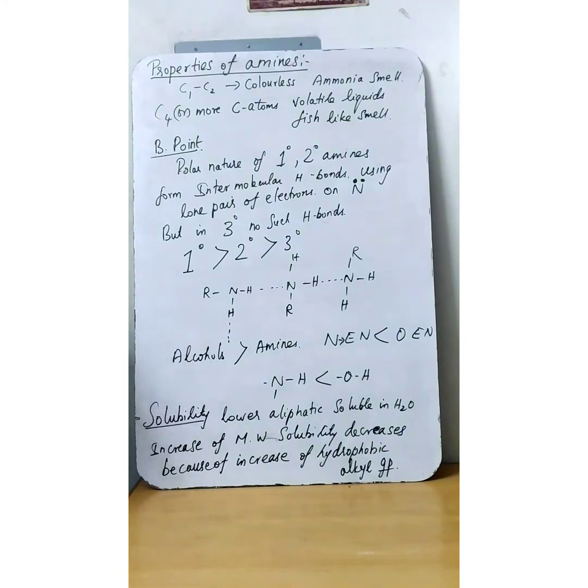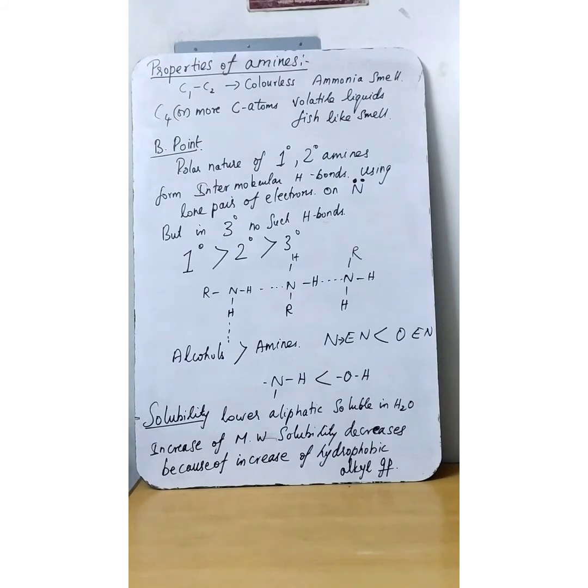Physical properties of amines. Next we are going to discuss the physical properties of amines. Under that, amines with a small number of carbon atoms, like 1 carbon and 2 carbon compounds, are colorless and have an ammonia-like smell. And amines with 4 or more carbon atoms are volatile liquids with a fishy odor.